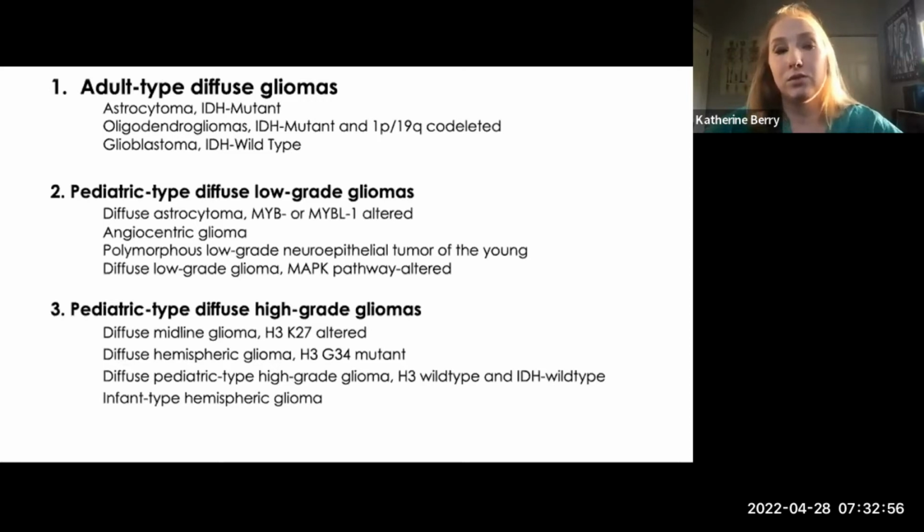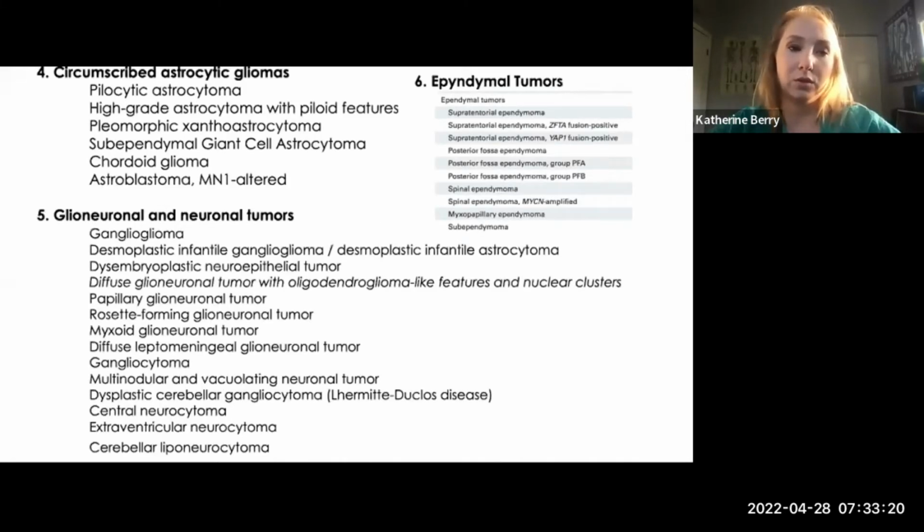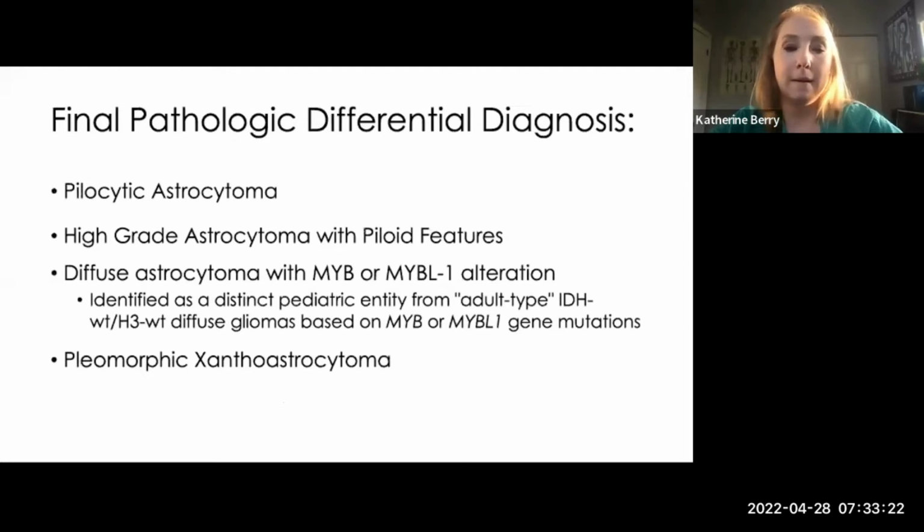This is like the grade 2s that we're used to seeing on imaging classically. And then finally, the pediatric type diffuse high-grade gliomas. So these include the midline gliomas, diffuse hemispheric glioma. Then there's a pediatric high-grade with H3 wild type and IDH wild type. And then an infant type, which we don't need to go into. I can share these slides. It's just for the residents really to review.